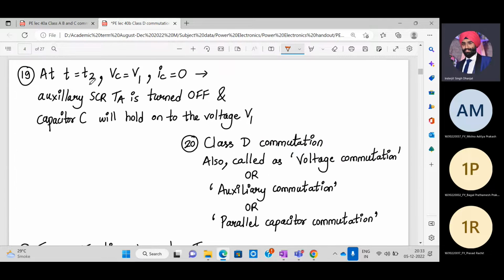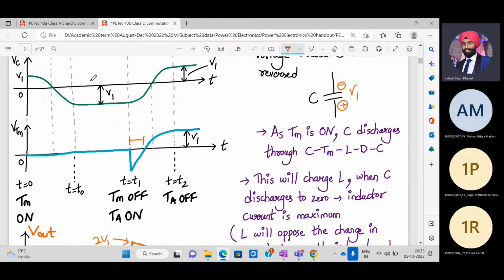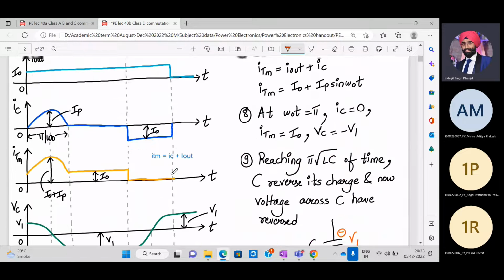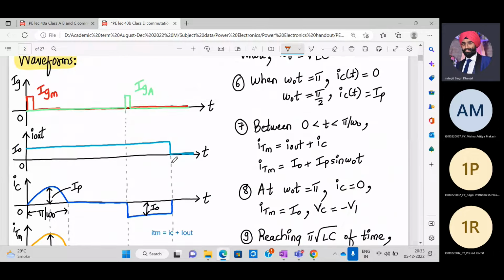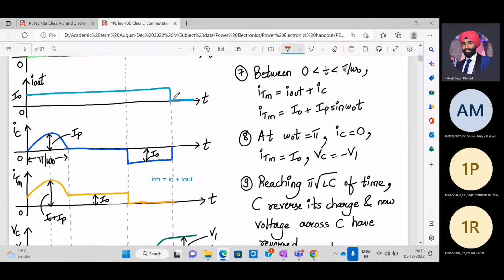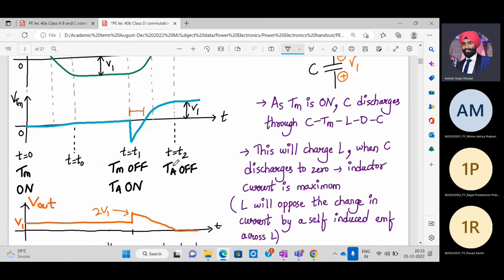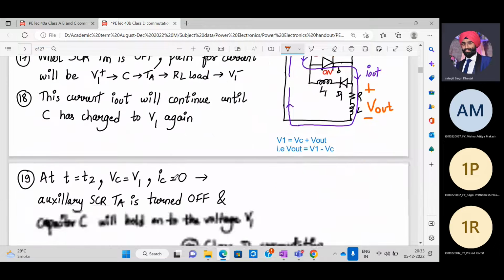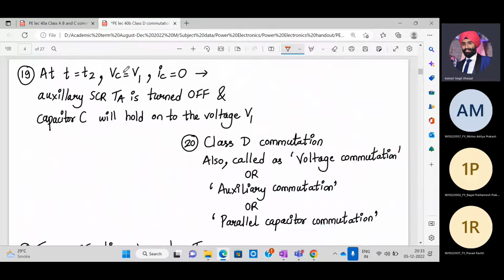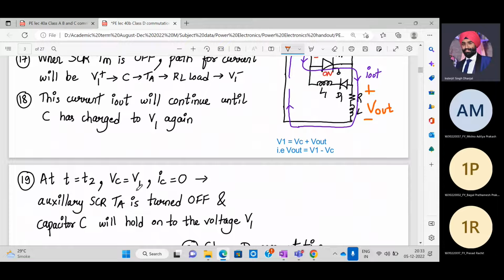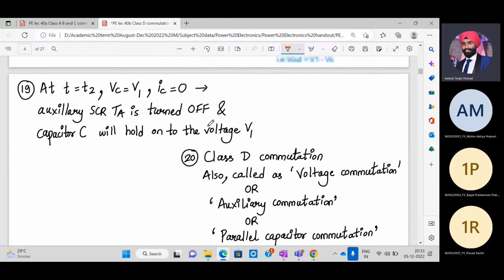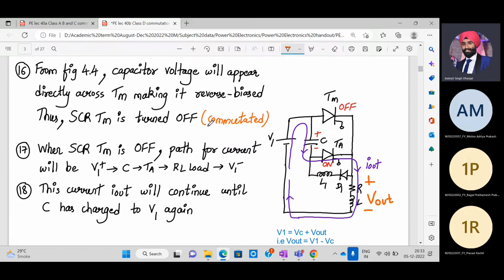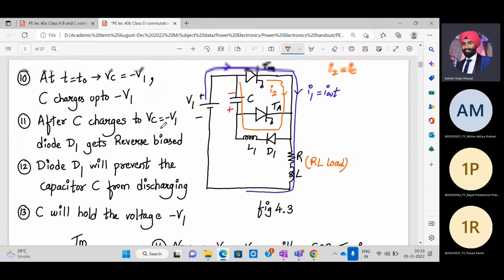At t equal to t2, where are we? This is the point at t equal to t2. How does TA turn off? We are discussing that. At t equal to t2, the voltage across the capacitor has reached V1. Current has become 0, IC is 0, and the auxiliary SCR is turned off. Now, how is the auxiliary SCR turned off? Anyone can tell me how the auxiliary SCR is turned off over here?